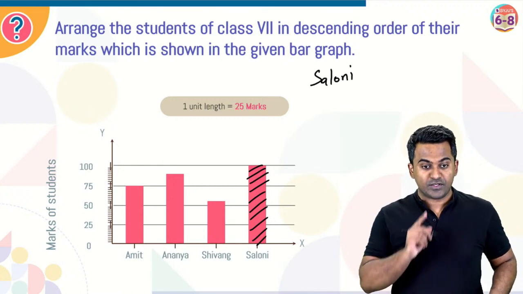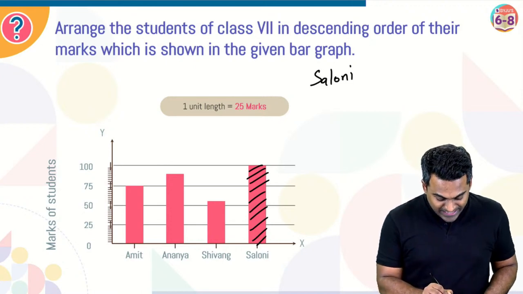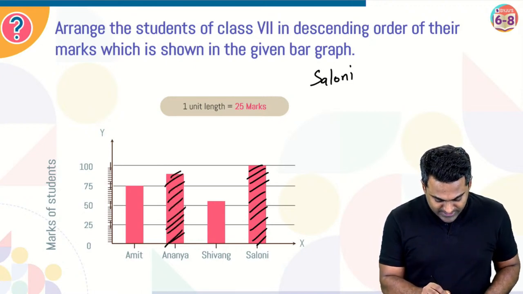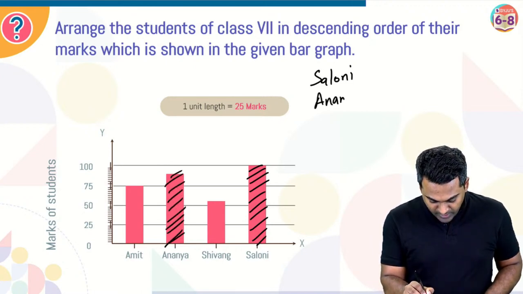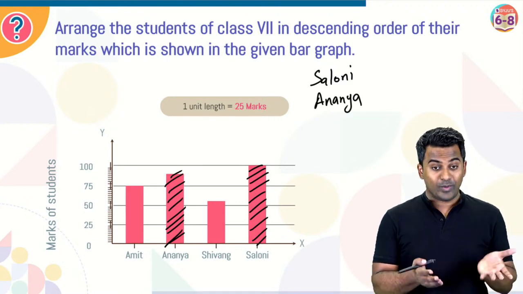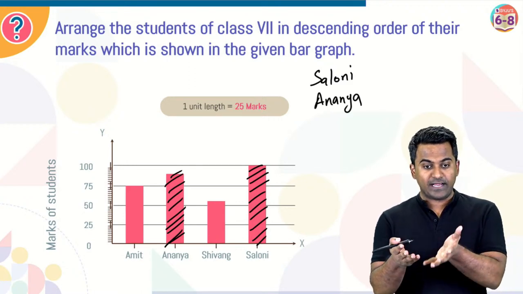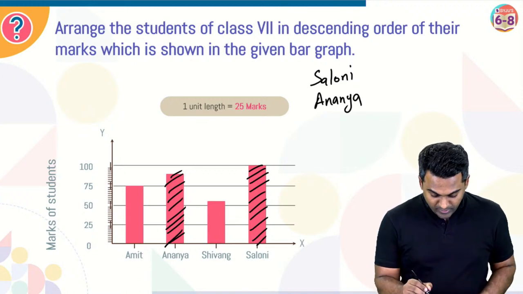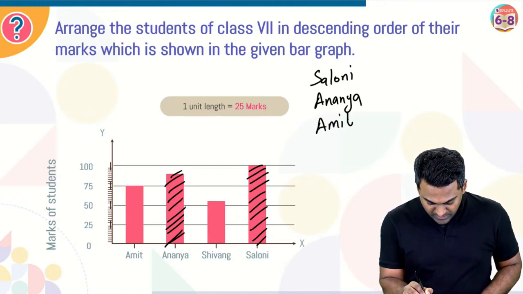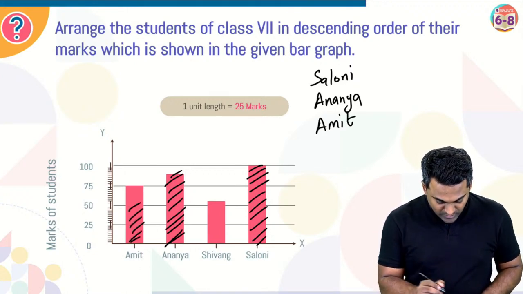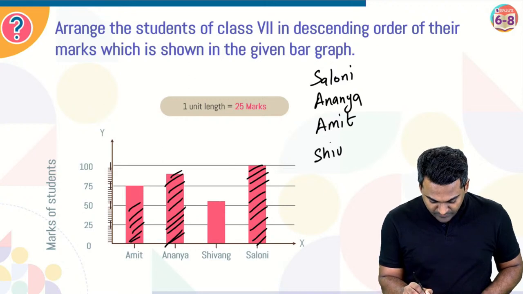All right. After Saloni, who comes? Ananya, right? Ananya is second. And then, well done, Amit. And after that, Shivang, right? We have Amit, who's third, and last we have Shivang.